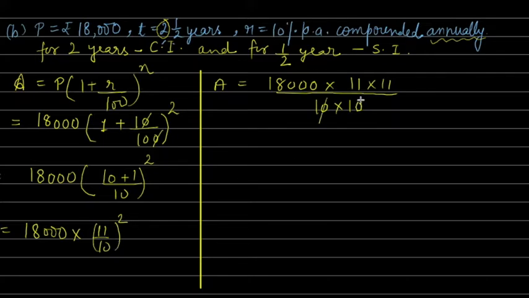Now this 0 and this 0 we can cancel with this. How much am I left with? 180 into 11 into 11. Now 11 into 11 we know is how much? 121. So we need to solve 180 into 121.